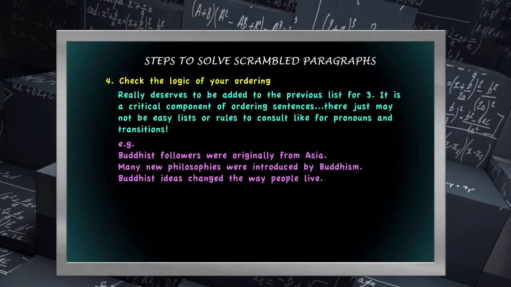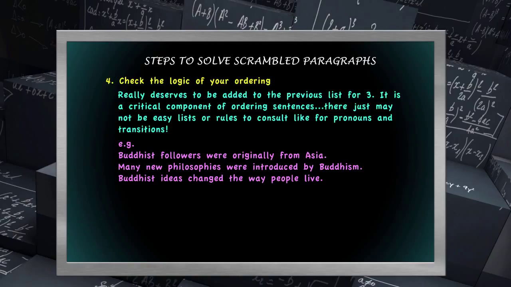Although I list this point as a separate check at the end of the process, it really should be included in the tools mentioned in the last part of the process: repeats, pronouns, transition words. The logical structuring of your paragraph is really used or kept track of throughout the entire ordering process. It's as important as any of the other tools, and maybe the most important tool. And I'll give one example.